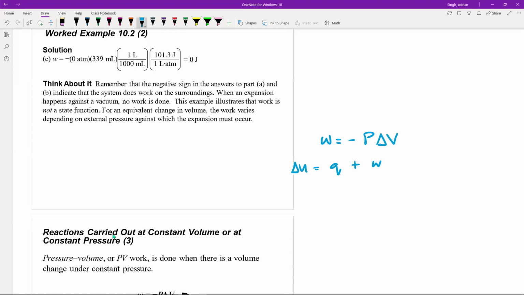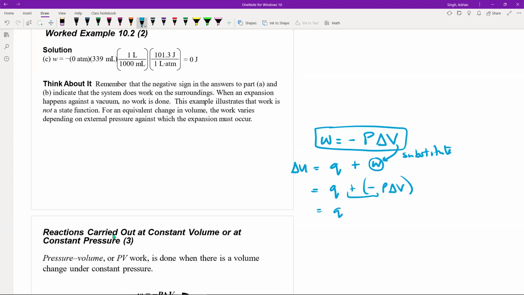So what we can do is a simple substitution. We can take W equals negative P delta V, and substitute it for W in here. And then we just rewrite the equation. So the change in internal energy is equal to heat Q plus, now we substitute the negative P times delta V. And we simplify. So Q, we have two signs, that becomes Q minus P times delta V. So that's our change in internal energy is equal to the heat energy minus the product of the pressure times the change in volume.